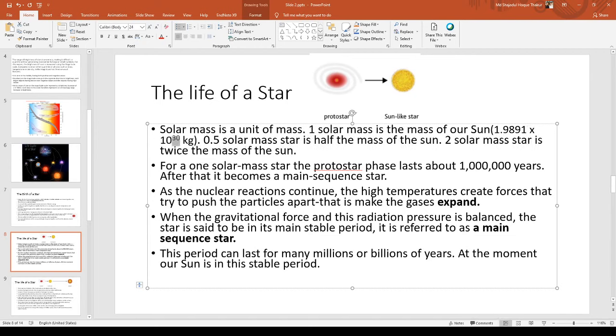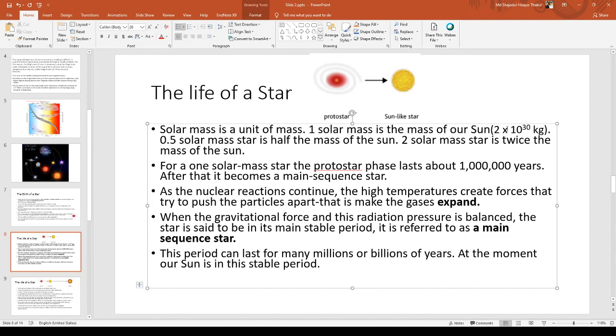So yeah, it's huge. I don't even need those extra digits, I'll just approximate it to about 2 times 10 to the power 30 kg. That is a huge mass. That is why we go to the unit of solar mass, to make calculations easier. So one solar mass is the mass of our sun. So what is two solar mass? Two solar mass is twice the mass of our sun.